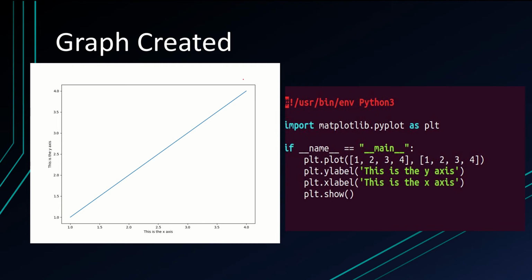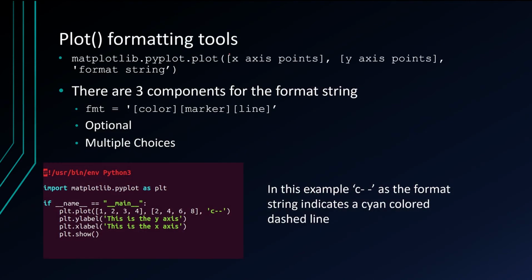So here is the graph that we have created. You can see that the y-axis is right here. The x-axis is displayed here. And we just have a basic straight blue line as our default. Next, we'll go into different plot formatting tools.